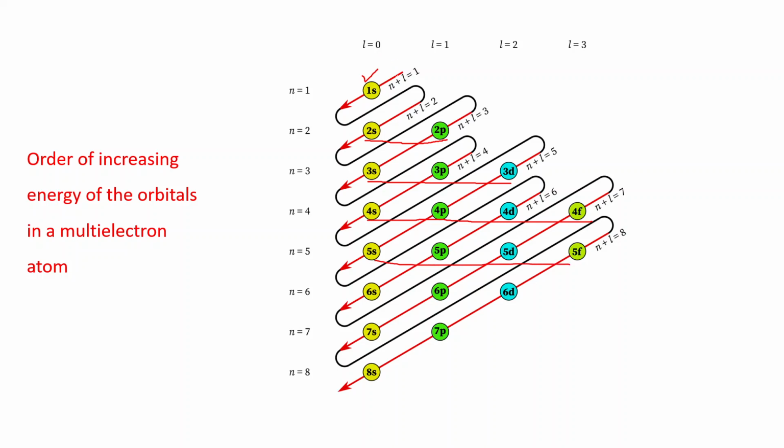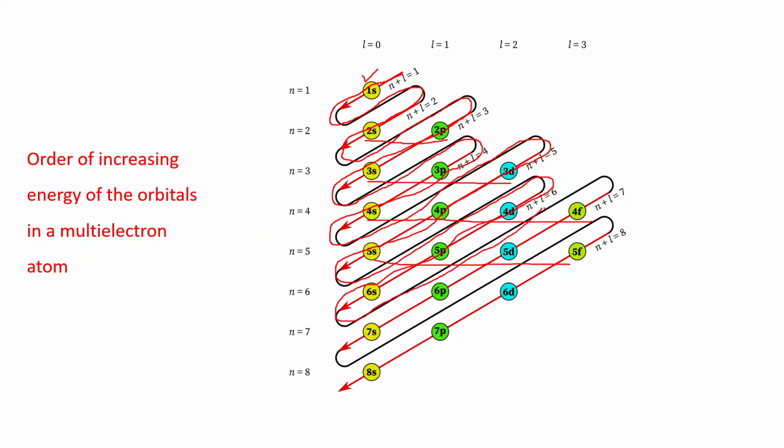Now, if we go from this side, lowest energy is for 1s. Then again you move back. After 1s, 2s will come. Then after 2s, 2p. And after 2p, this is 3s. After 3s, this is 3p. After 3p, this is 4s. And after 4s, electron will go in 3d. After 3d, 4p, then 5s. Then after 5s, 4d, this is 5p, this is 6s.